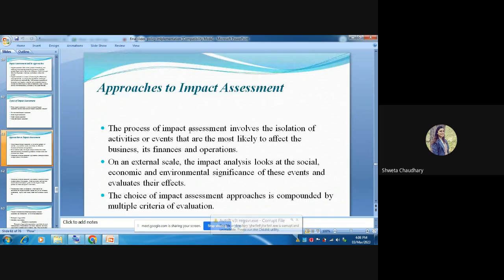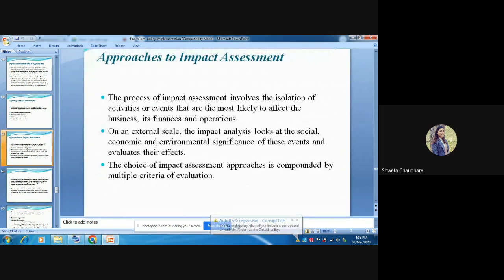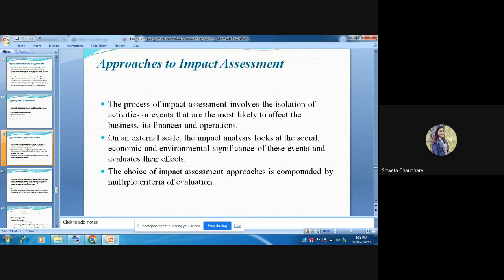Then there are approaches for impact assessments. The process of impact assessment involves the isolation of activities or events that are most likely to affect the business, finance, and operations. So the choice of impact assessment approaches is compounded by multiple criteria of evaluation.